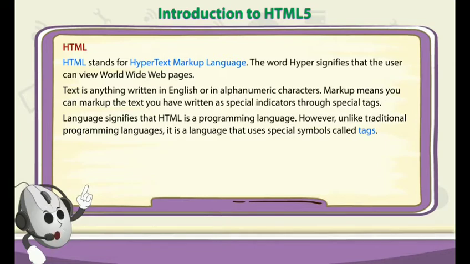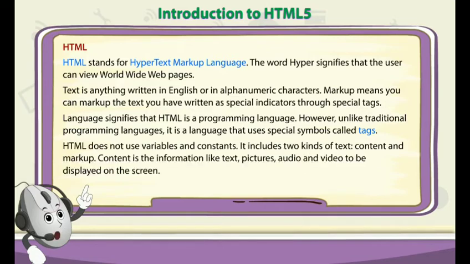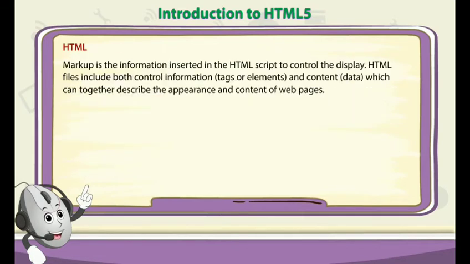However, unlike the traditional programming languages, it is a language that uses special symbols called tags. HTML does not use variables and constants. It includes two kinds of text, content and markup. Content is information like text, picture, audio, video to be displayed on the screen. Markup is the information inserted in the HTML script to control the display.